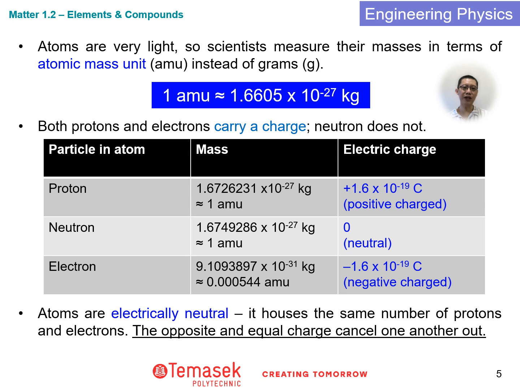Each particle also has a mass close to 1 AMU, except for the electron, which is much lighter, at approximately 0.000544 AMU. Finally, an important note is that atoms are electrically neutral overall. They contain an equal number of protons and electrons, so the positive and negative charges cancel each other out, resulting in no net charge.